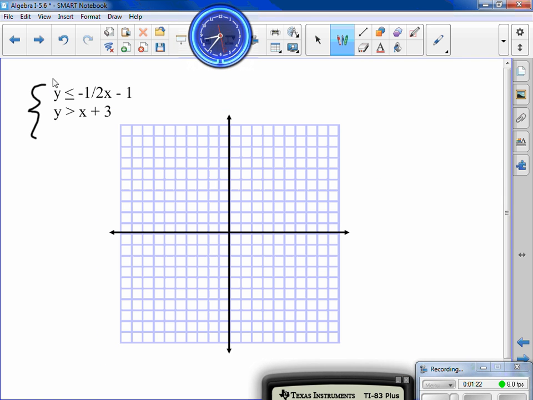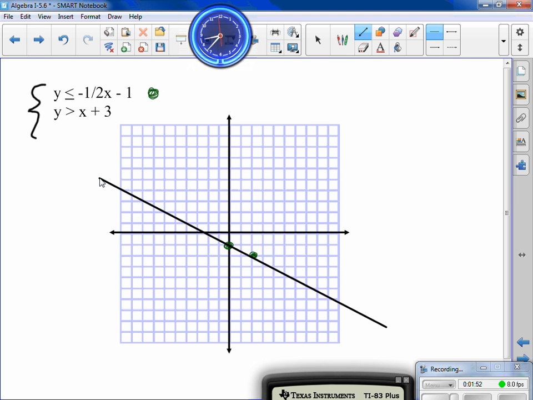Still at first, we need to make sure that they're rearranged in the slope-intercept form. For this first one here, where do I start? Start at negative 1, so I start down 1. My slope's negative 1/2, so I go down 1 over 2. What type of line do I have? Solid line. So just like before, nothing has changed.